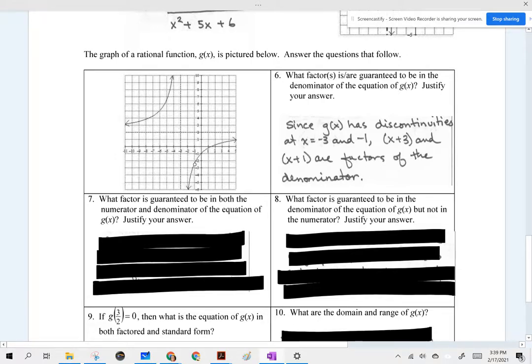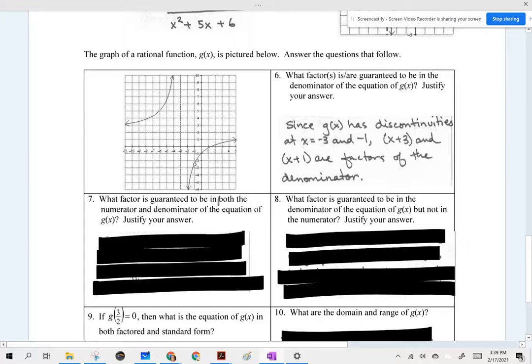All right, so number 6, if you could answer the question, it says what factor is guaranteed to be in the denominator, and then justify your answer. Okay, so let's take a look. On number 6, since g of x has discontinuities at x equal to negative 3, because that's your vertical asymptote, and then at negative 1, because there's a hole, x plus 3 and x plus 1 are factors of the denominator.